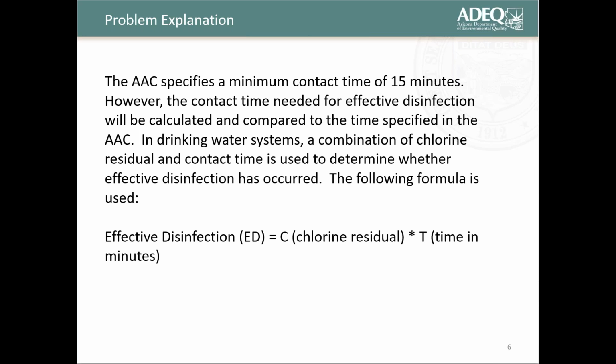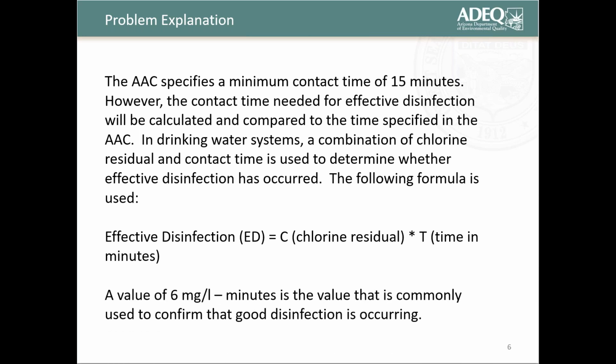So the formula that we're going to use is effective disinfection, ED, is equal to C, chlorine residual, times T, time in minutes. Now, a value of 6 milligram per liter minutes is a value that is commonly used to confirm that good disinfection is occurring. I'll pull that from drinking water.